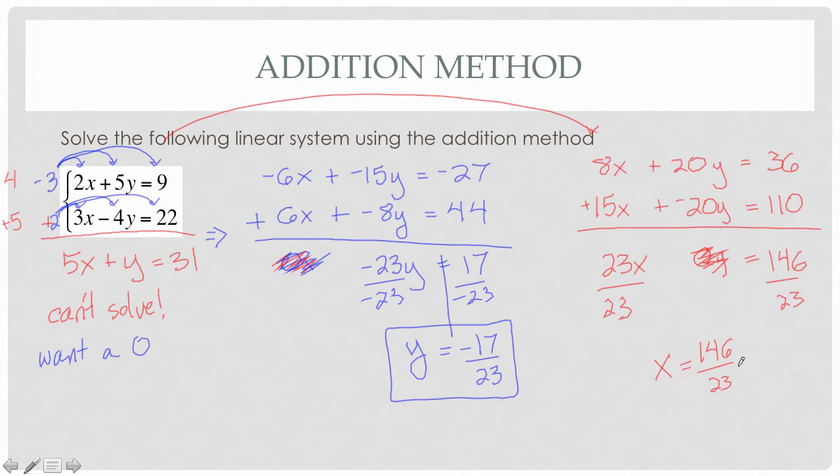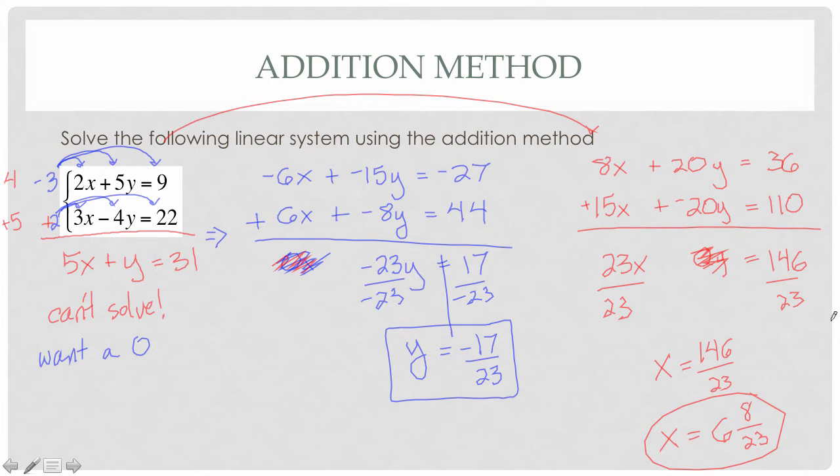That's again an ugly fraction. How many times does 23 go into 146? Let's see. 23 times 4, 23 times 5, 23 times 6. It goes in 6 times, so x equals 6. And 6 times 23 is 138, so that leaves a remainder of 8. 6 and 8/23. So, ugly solution, right? But they intersect at an x value of 6 and 8/23 and a y value of negative 17/23. We may feel like we made some mistakes, but let's check it graphically.